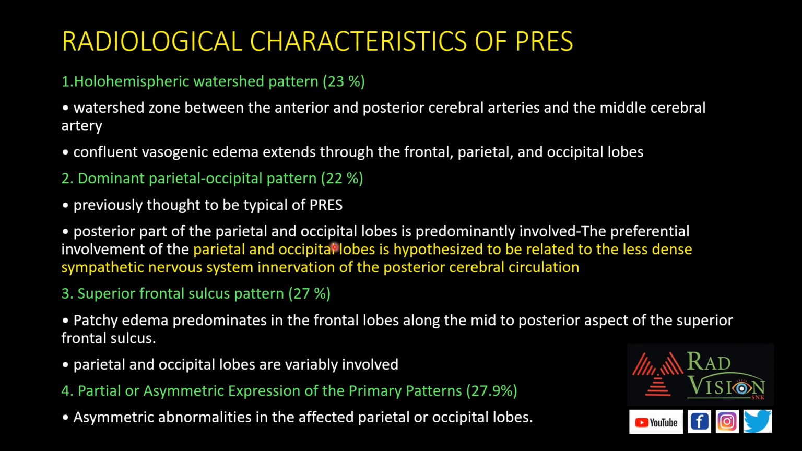These parietal occipital lobes are commonly involved because there is less dense sympathetic nervous system innervation in the posterior circulation when compared with the anterior circulation. So this is the reason why parietal occipital lobes are commonly involved rather than the frontal lobes.